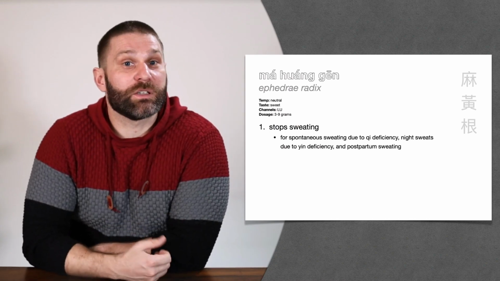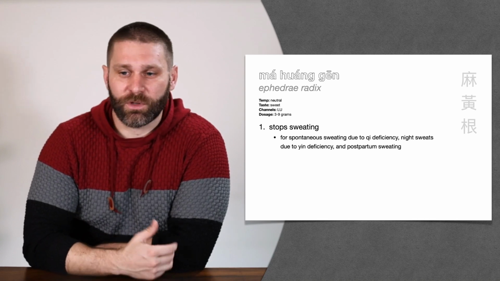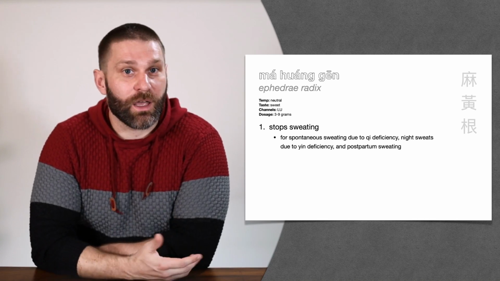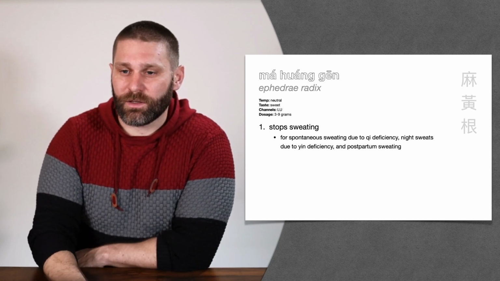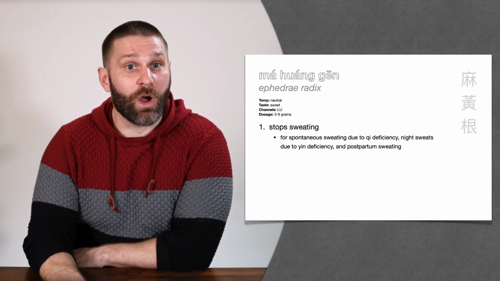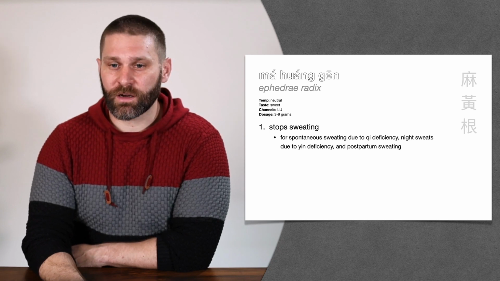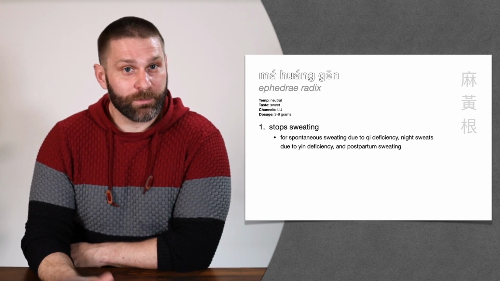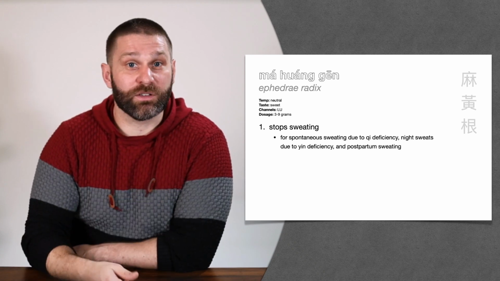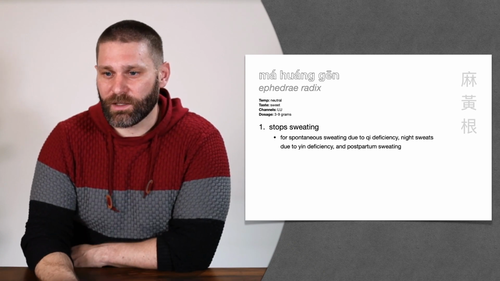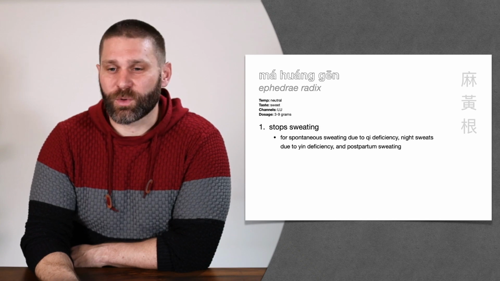So I just bring this up because this will come up in one or two formulas that we learn. And I think it's also just interesting that different parts of the plant have opposite effects. So Ma Huang, ephedra herba, strongly promotes sweating to release the exterior, but Ma Huang Gen, the root, actually inhibits sweating. You can see its only entering channel is the lung because it's only for sweating. So that's another one we'll see.